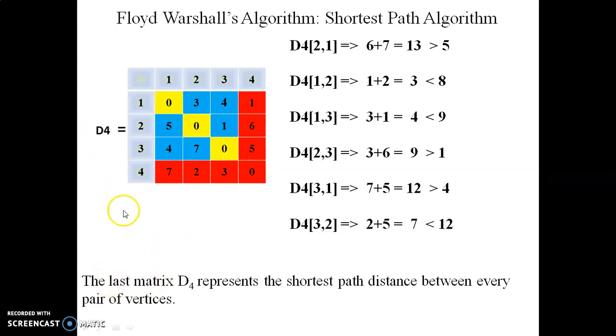This last matrix D4 represents the shortest path distance between every pair of vertices. So this is the final shortest path matrix. So this is how we obtain the shortest path matrix or shorter distance matrix using Warshall's algorithm.